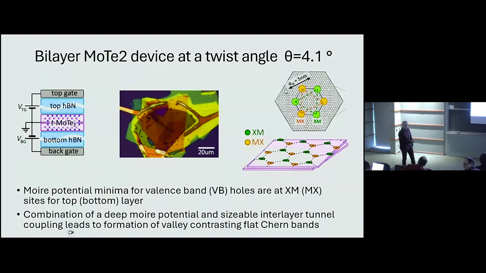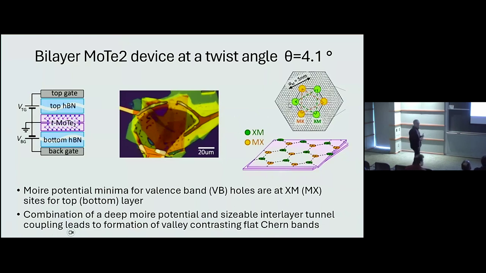Now, what is important is you have already seen moire physics. In such a structure, we have these 3 high symmetry points, and the points where the metal atom in the bottom layer lies below a chalcogen atom, or the opposite. These are 2 of the high symmetry points. For the valence band holes in the top layer, the XM site is better. So if the layer energies are different, then holes in the top layer will be sitting at these XM green spots. And the opposite is true for the bottom layer holes. They would like to occupy these orange sites.